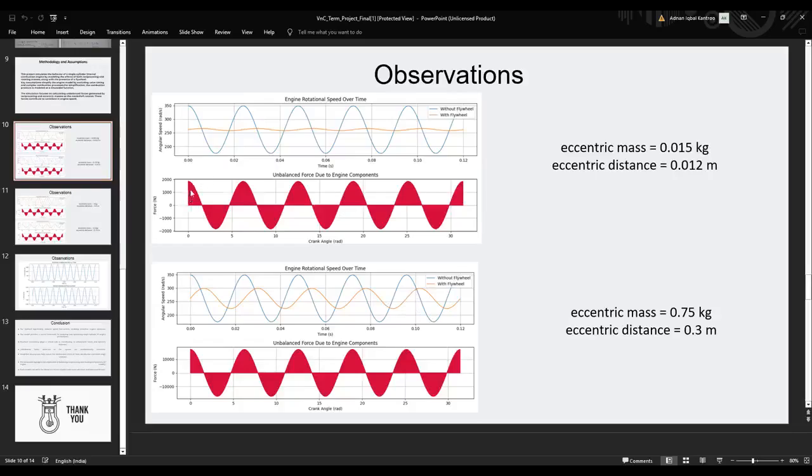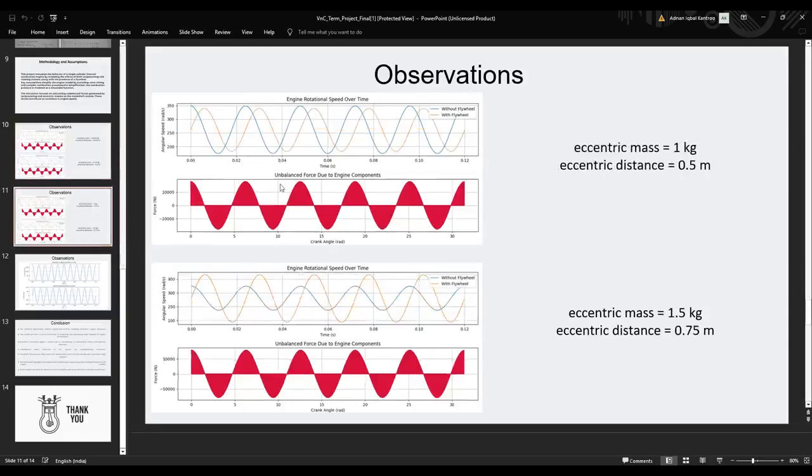Also, you can see that in the first graph, the unbalanced force had an amplitude of about 2000, but in the second case, the unbalanced force also increased upon increasing the eccentric mass and the eccentric distance, to about 20,000 amplitude. Also, if you move further to the third and the fourth observations, on increasing the eccentric mass further, we can see that the speed fluctuations with the flywheel have increased to an even greater extent. And the same goes for the unbalanced forces as well, which have increased even more.